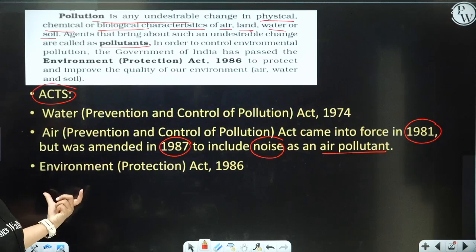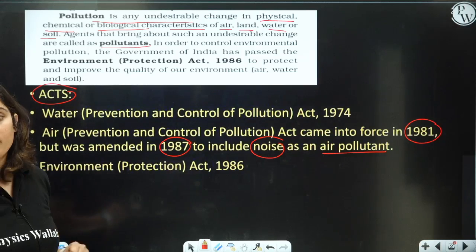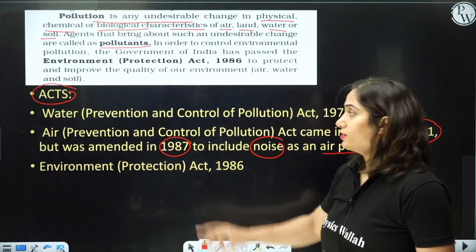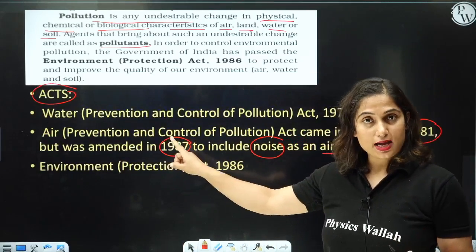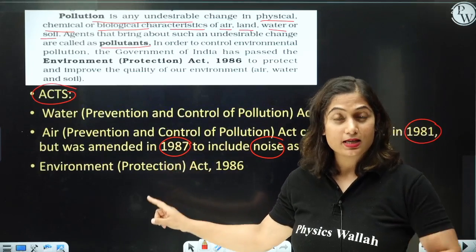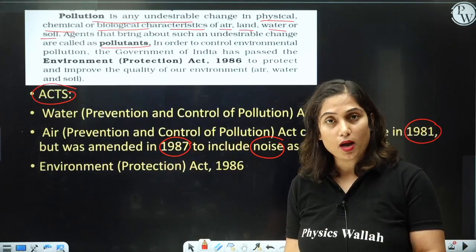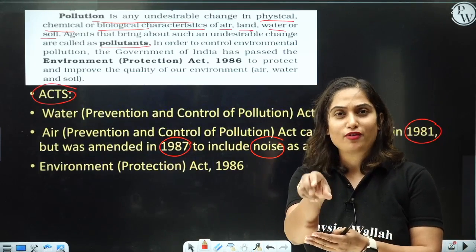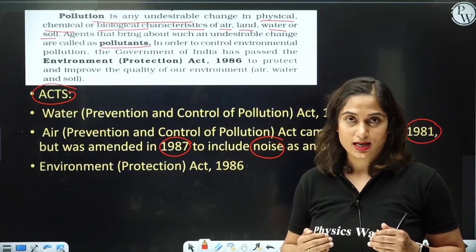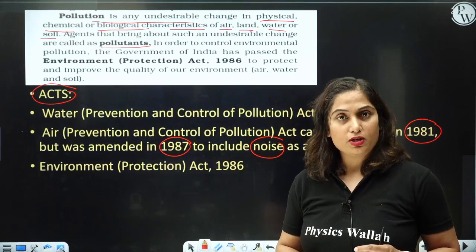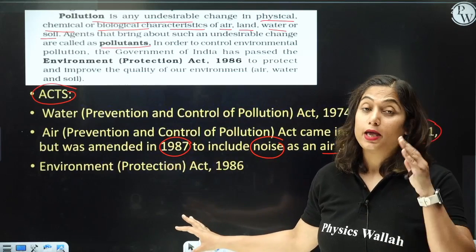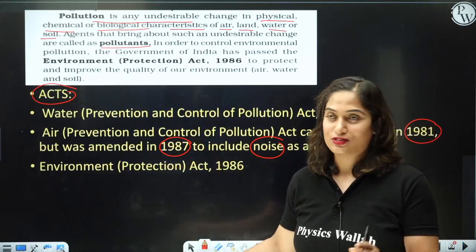Then came the Environment Protection Act in the year 1986. So you have to learn them along with their years. First one is the Water Pollution Act, came in the year 1974. Second is the Air Pollution Act, came in the year 1981, but it was modified, amended in the year 1987 to include noise in it. And then came the Environment Protection Act in the year 1986. So these are 3 important acts and you have to learn them along with their years.